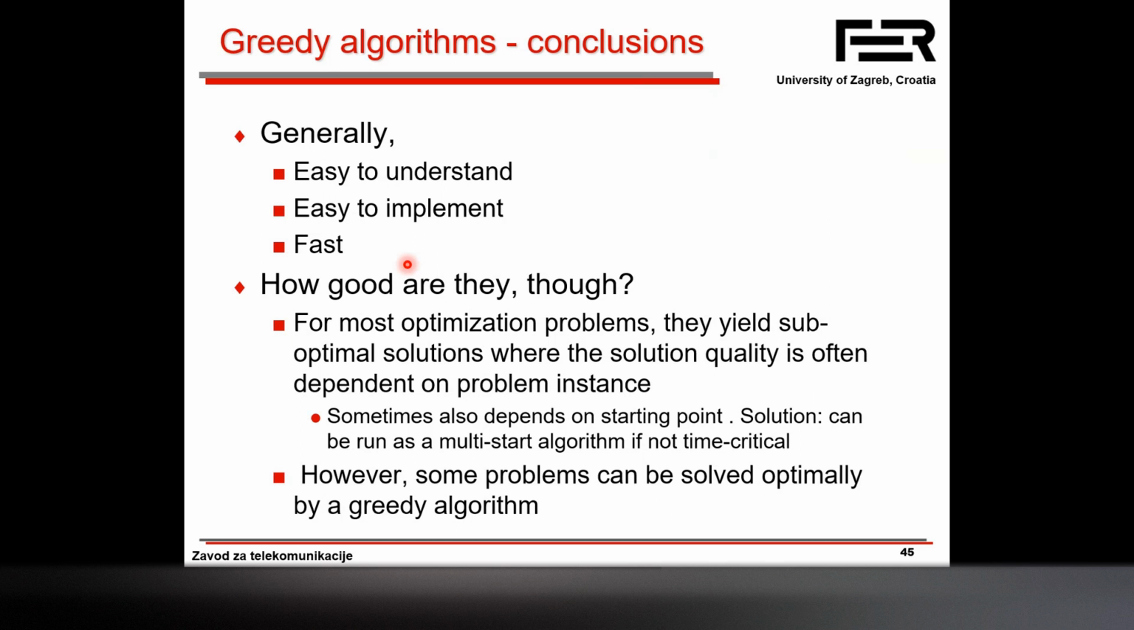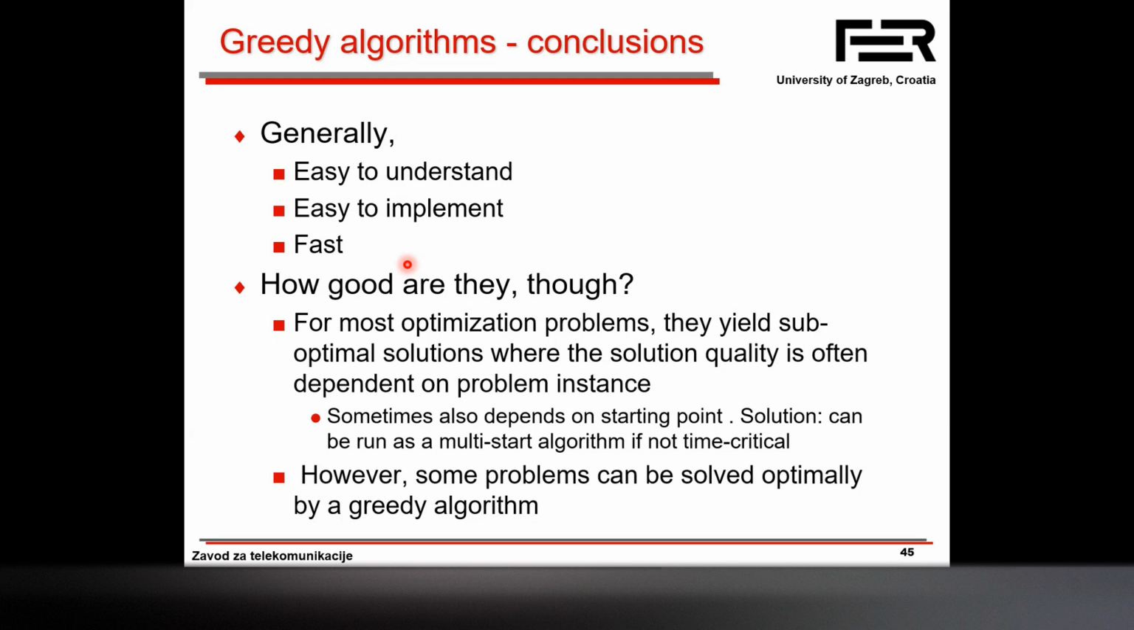The quality of the final solution will be very dependent on the problem instance. So for a certain problem instance, you may be lucky, and a greedy algorithm may give you a very good solution. In other cases, maybe not. In certain cases, they may depend on the starting point, such as with the traveling salesman problem, where depending on which node we start from, that will dictate the quality of the solution. So one approach could be to do this as a multi-start algorithm if we're not critical on time. So simply try to run the algorithm multiple times, each time starting at a different node.